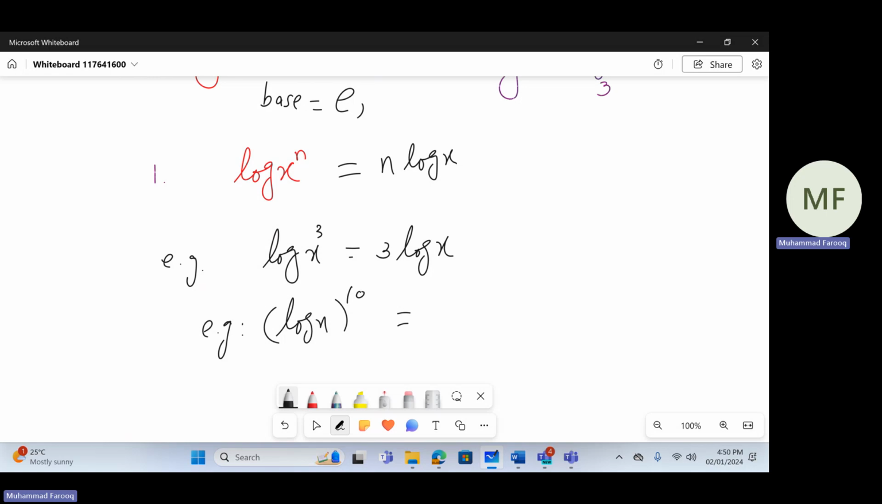This time, the power is not on the argument. This is a function power. The log function has a power, so don't use this property. Do you understand the difference? If the power is on the argument, then you can apply this property. If the power is on the function, don't apply this property, it's not valid. I'll give one more example.